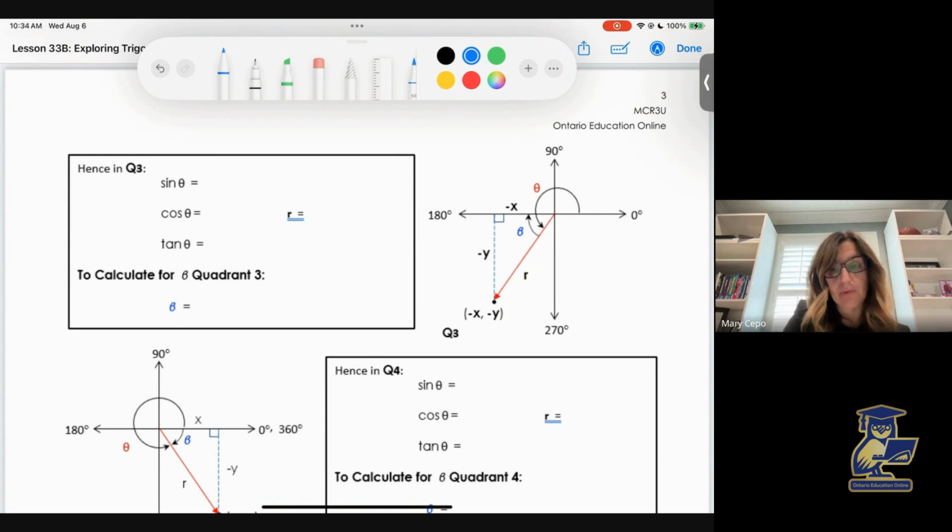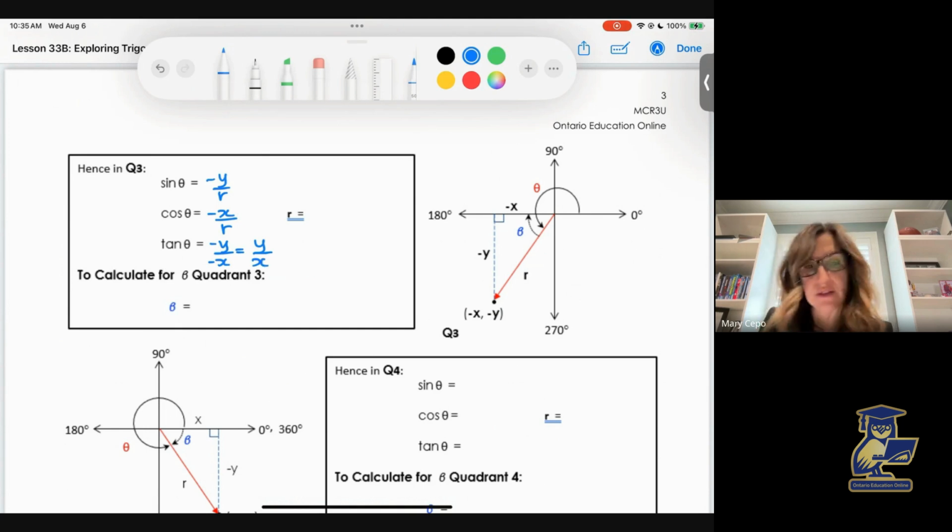Now, looking at quadrant number 3, the x coordinate is negative, and so is the y coordinate, and that will directly impact our ratios. So we know sine theta is negative y over r because in quadrant 3, y is negative. Then we look at cosine, x. We know that x is negative in quadrant 3, so negative x over r, and tan would be negative y over negative x, which of course would reduce to a positive y over x, because two negatives divided by each other is a positive. Now the radius always remains the same, which will be 1.